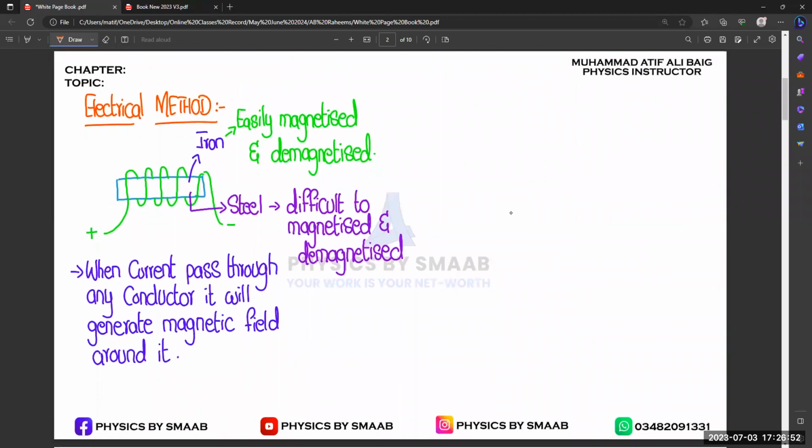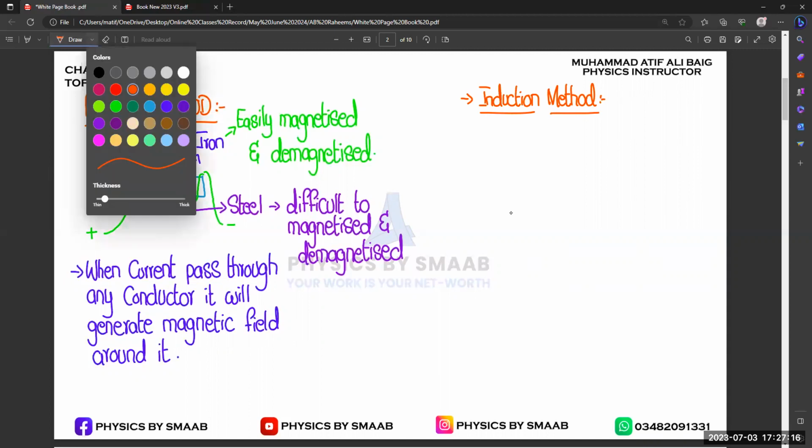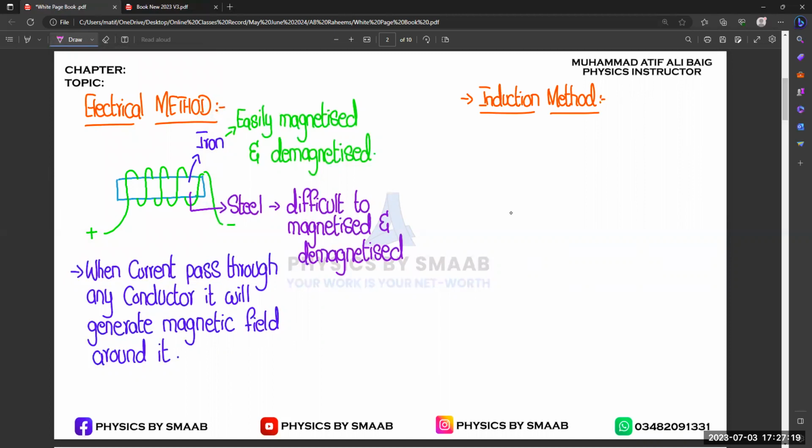And the induction or by contact method is, let's suppose, so in the induction method we can say that when a magnetic material is placed in a magnetic field. You know that we are writing magnetic material, right? We already discussed this.